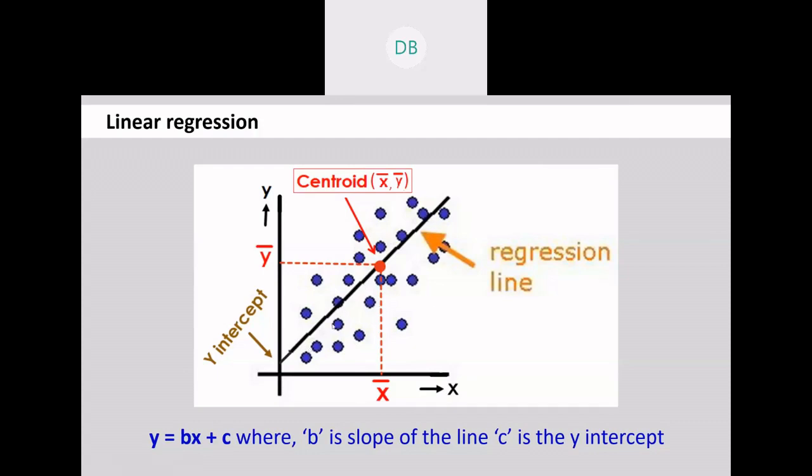Since the regression line is a straight line, you can apply the mathematical equation for a straight line, that is y is equal to bx plus c, where b is the slope of the line and c is the y-intercept, that is the point at which the regression line meets the y-axis.